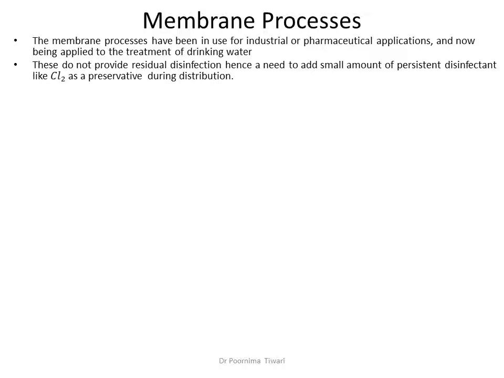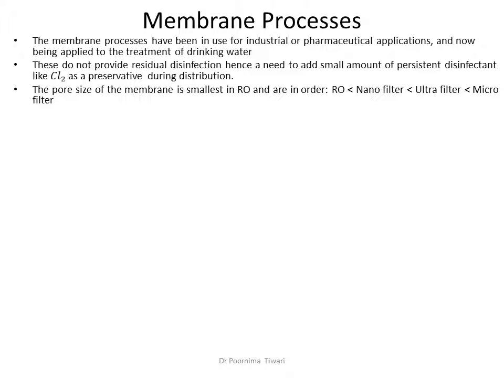Hence, there is a need to add small amounts of a persistent disinfectant like chlorine, which will act as a preservative during storage and distribution. The pore size of the membrane used in membrane processes is the smallest in reverse osmosis, and the pore size increases in the following order: reverse osmosis, nanofilter, ultrafilter, and the largest pore size is in microfilter.